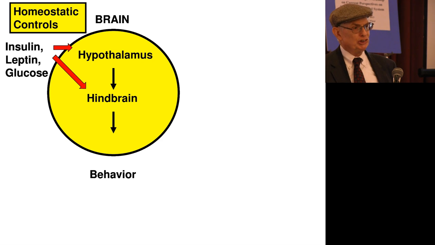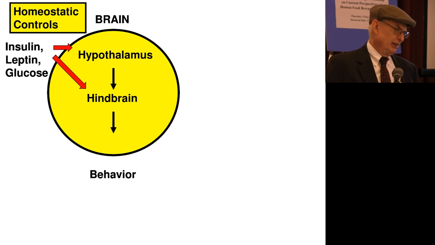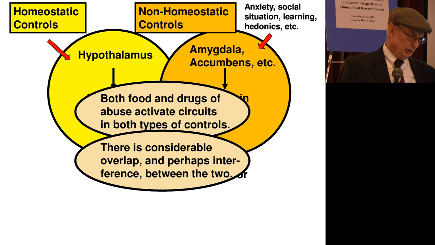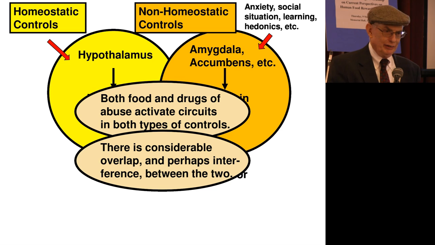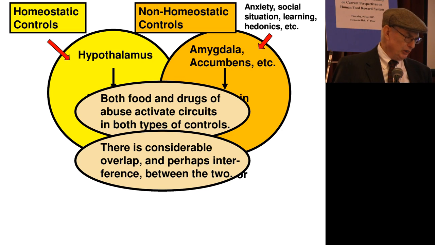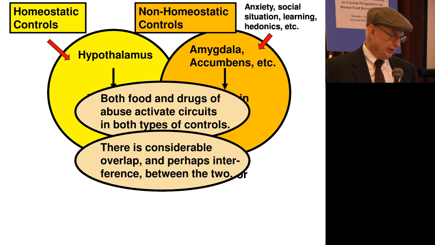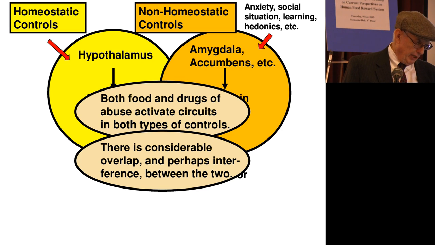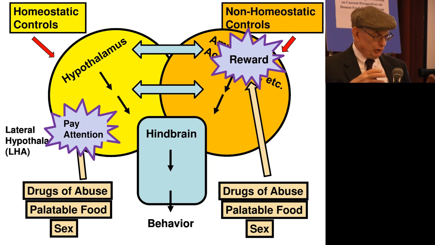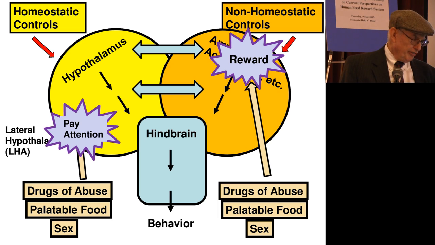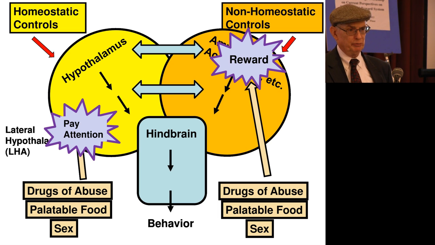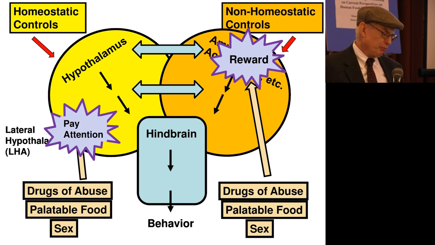And non-homeostatic controls. You can take another slice of the brain, maybe the amygdala, the nucleus accumbens, and so on, and ultimately they feed into the same mechanisms that determine eating or not eating, or how much to eat. And I'm going to point out, food and drugs of abuse both interact with both of these systems, and obviously there's a lot of overlap, maybe interference between the two. So that's a slide that I've shown before, but I've updated it a little. And so here's the two sort of turned on their sides like a funnel, feeding into the common part of the brain that's controlling behavior.